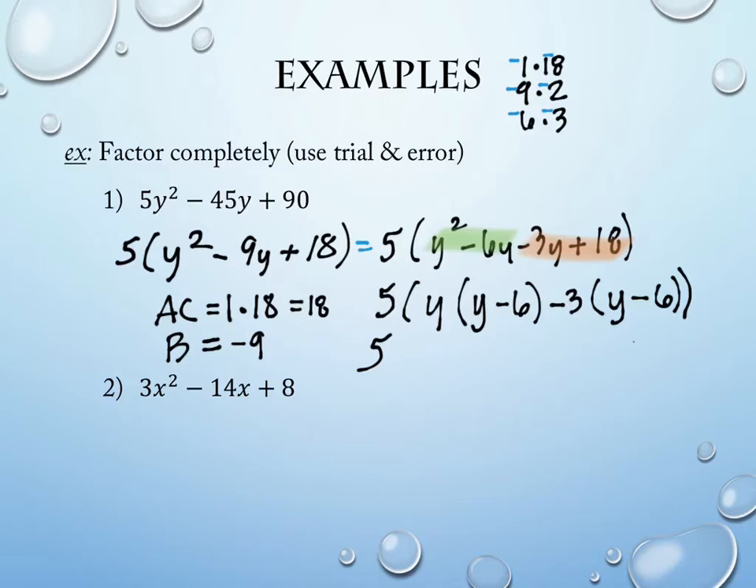The part they have in common is y minus 6. And what remains is y minus 3. So that's all. We don't put the 5 back in. No, it's factored. Your goal is to have it in as broken down of pieces as possible so the 5 stays on the outside broken out.